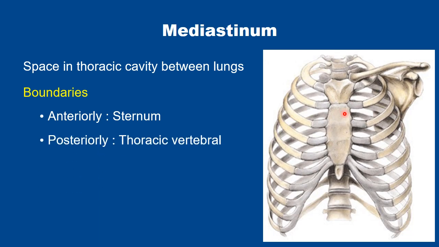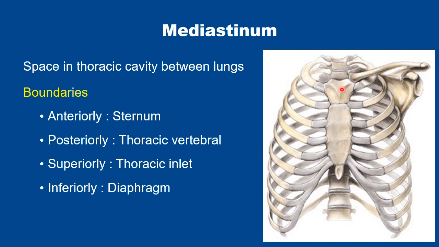In the same manner, the posterior boundary is formed by the thoracic vertebral column. Here we can see this is the thoracic vertebra and it is formed from the T1 to T12 thoracic vertebrae. Then the superior boundary of the mediastinum is formed by the superior thoracic inlet or superior thoracic aperture.